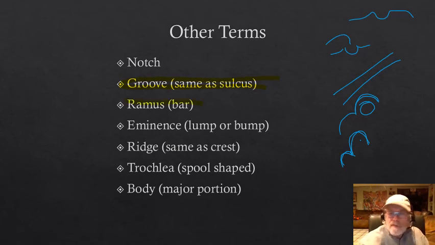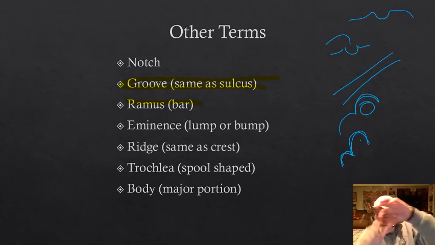A ramus means a bar. Now, if you go back to the pelvis in the previous, when we talked about the ischial tuberosity, what happens is where the ischium, the bottom where that tuberosity meets the pubis, it creates a bar-like piece of bone, and that is called a ramus.